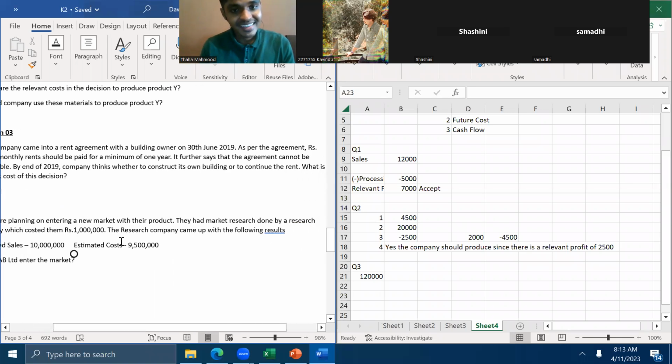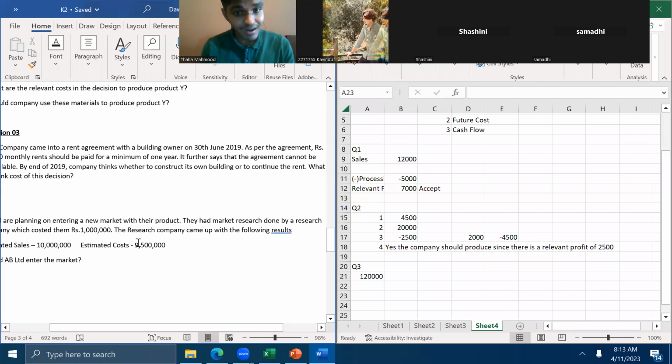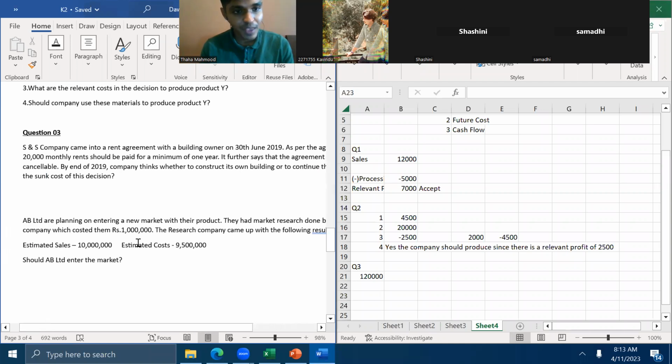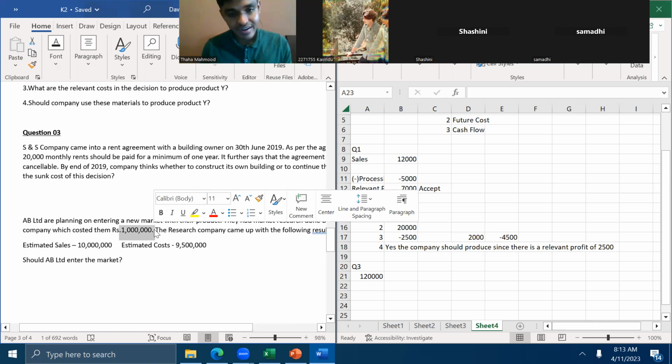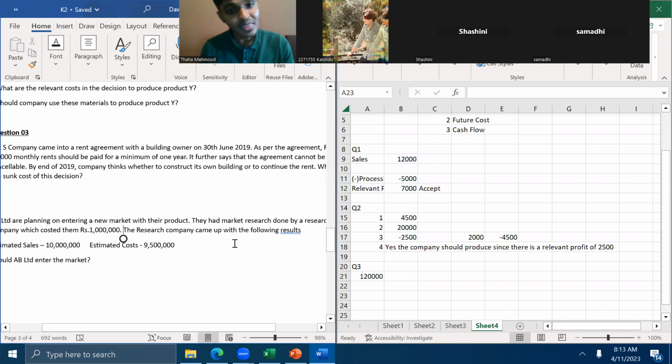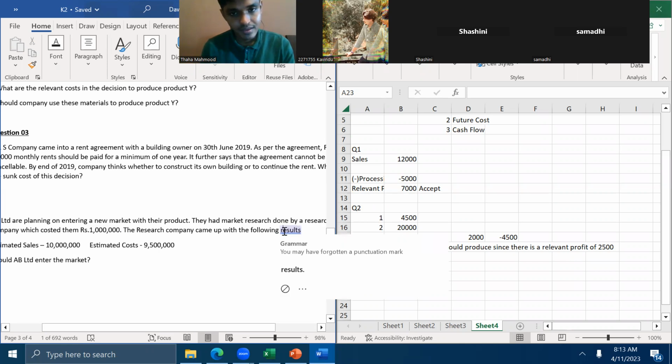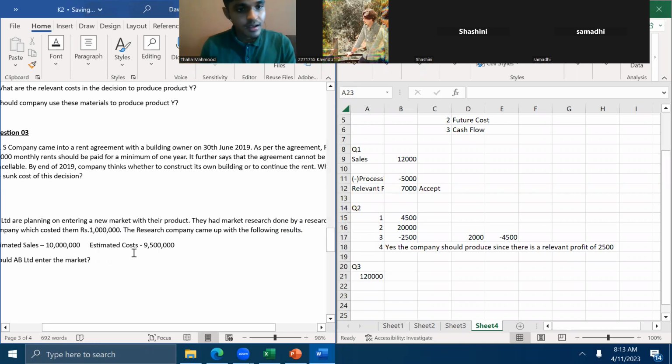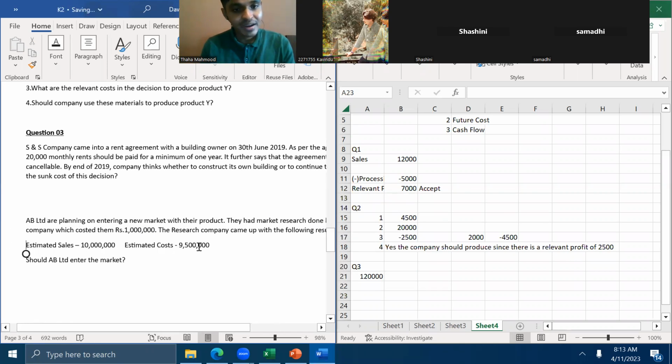Entering into a new market, they had done market research by a research company which cost them 1 million. අපි මේ අලුත් market එකක් enter වෙන්න decision එකක් make කරන්න ඕනේ කියලා අපිට information ඕනේ, market research එකක් කරන්න company එකකට approach කරා, ඒගොල්ලන් අපිට 1 million charge කරා. The research company came up with the following results: estimated sales, estimated costs.